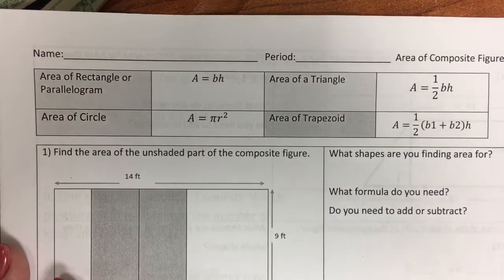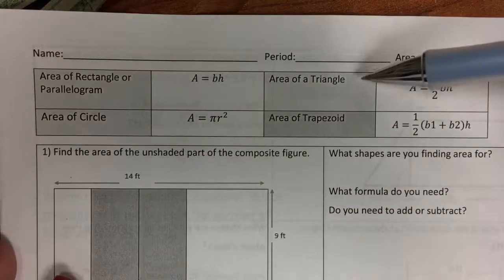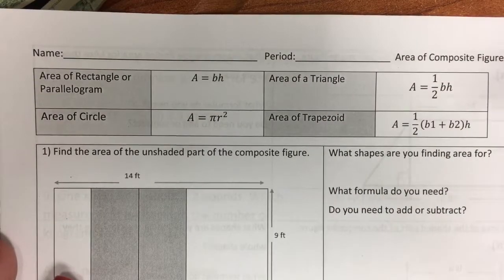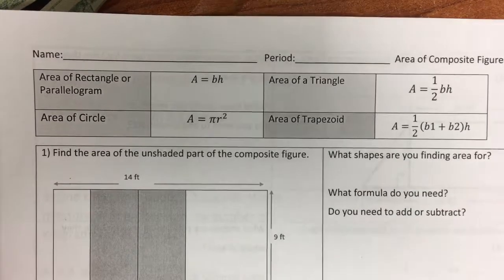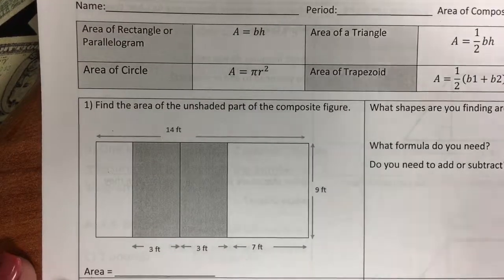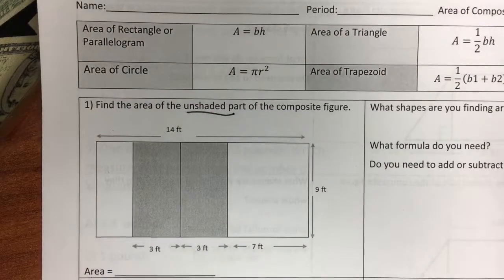Okay, so we have learned the area of rectangles and parallelograms, circles, triangles, and trapezoids. At the top of your paper is the formula for these different shapes. All right, so number one, find the area of the unshaded part of the composite figure.